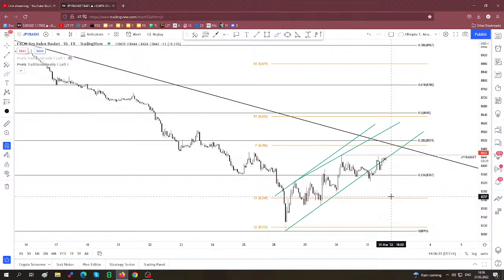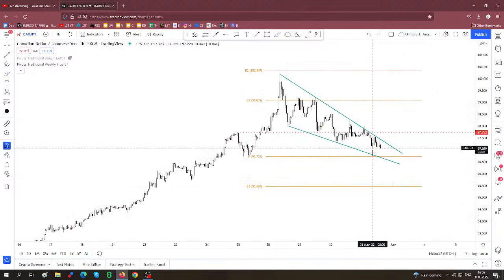Canadian dollar, Japanese yen. Also here I have something like this, but I will hide it. It's premature to talk about something like this as long as the price continues to stay below the downtrend line. And here in the short term, we have something like a falling wedge pattern. This could be an upside reversal pattern, but we still need confirmation here as well.